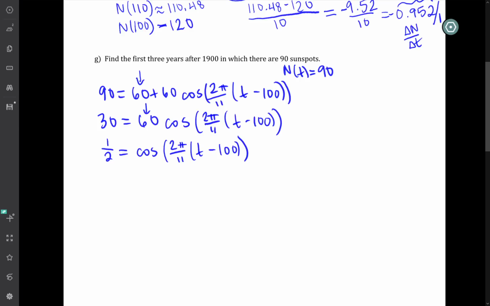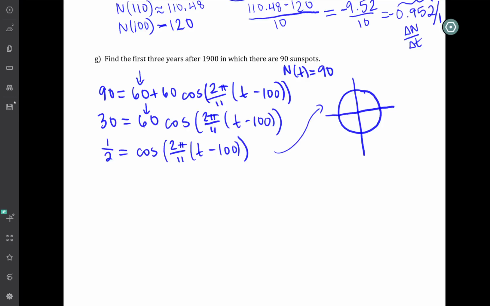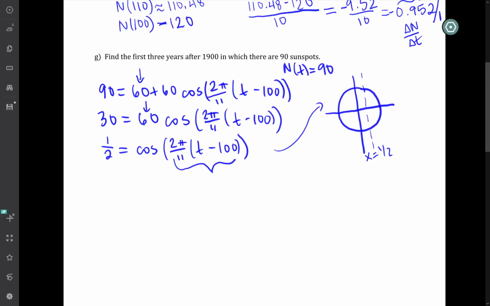Okay, and as soon as you get that trig function isolated, you can think about your unit circle. Right now we're just going to ignore all the mess inside the function, the 2 pi over 11 and the t minus 100. We're going to see what this all has to be in order to get 1/2 out of cosine, which is a nice thing to get out of cosine. So that's telling me that my x has to be 1/2, which means that my angle could be, for example, pi over 3, and then the symmetry on this one is negative pi over 3.